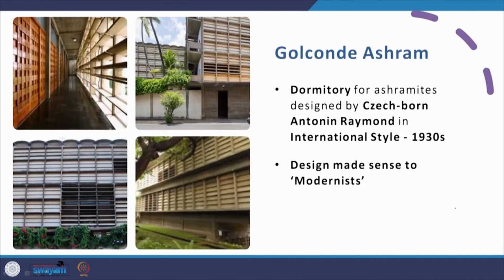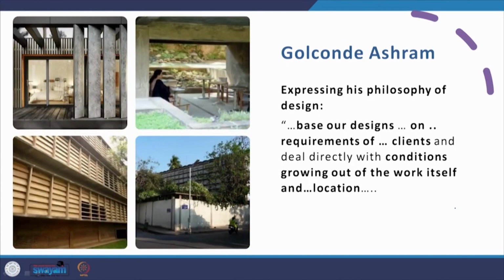Coming back to the Golconda Ashram, it was a dormitory made for the ashramites, designed by Czech-born architect Antonin Raymond in the international style in the 1930s, and it was a design that made sense to the modernists. It was the expression of his design philosophy, which is to base our designs on the requirements of the client and to deal directly with conditions that grow out of the work itself and the location of the building.